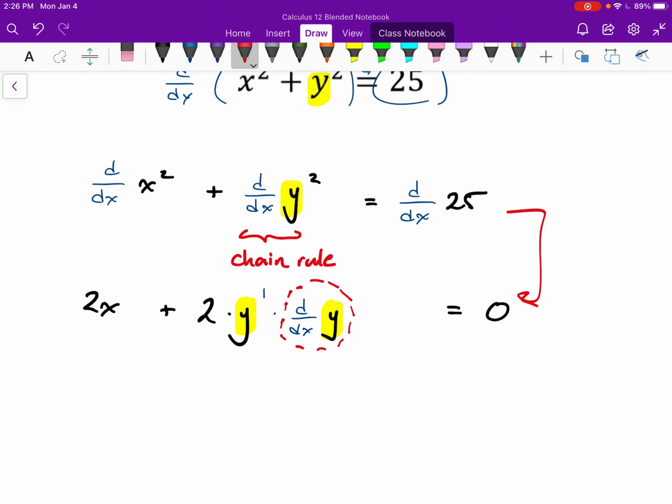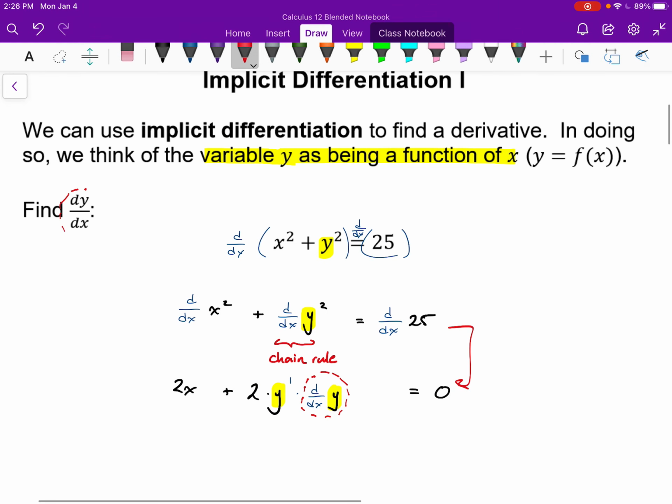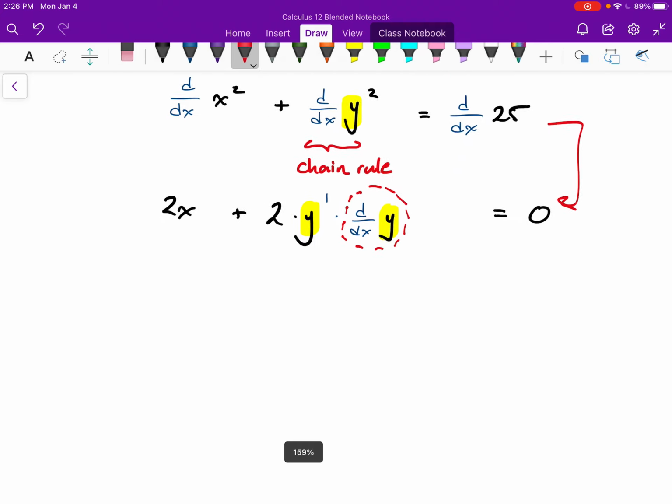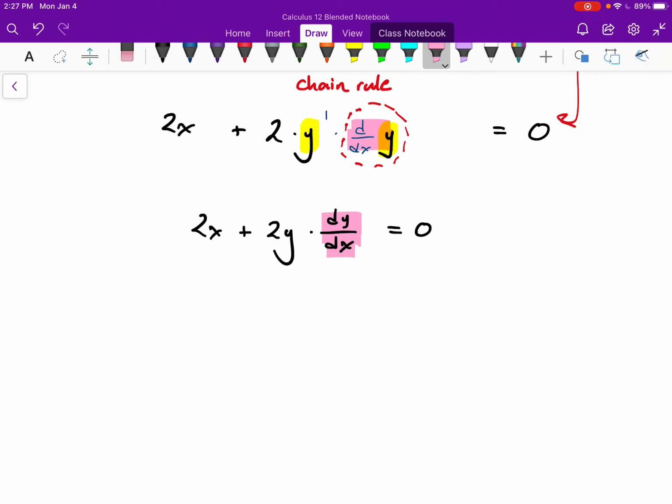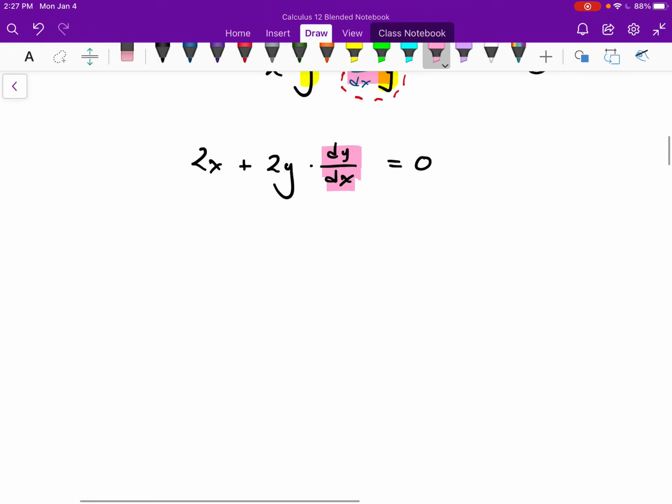If I look right there, and I look right here, that's the same thing. That's what we're trying to figure out. dy dx is the same as d dx of y. So I'm going to rewrite this a little bit neater. I'm going to write this as 2x plus 2y times dy over dx equals 0. But that's what we're trying to find. So with that said, all I need to do now is isolate dy dx. That's the derivative we want. And so to isolate it, I'm going to subtract 2x from both sides, and then divide both sides by 2y.